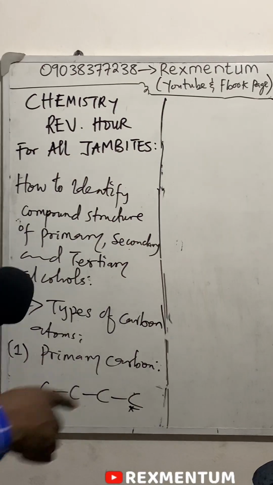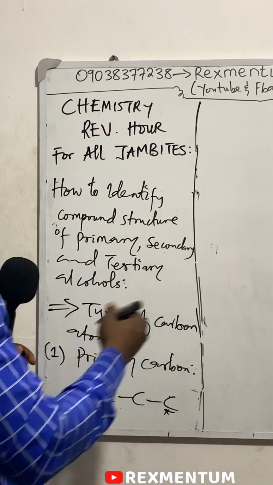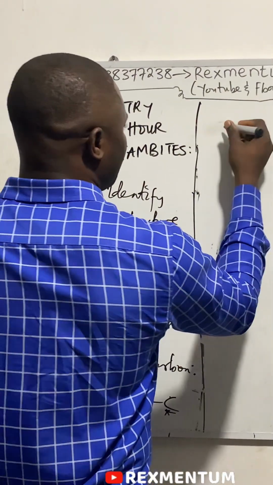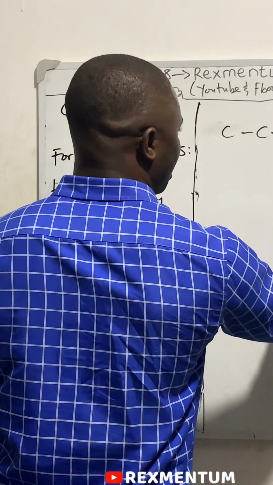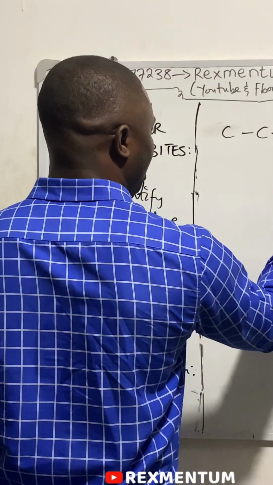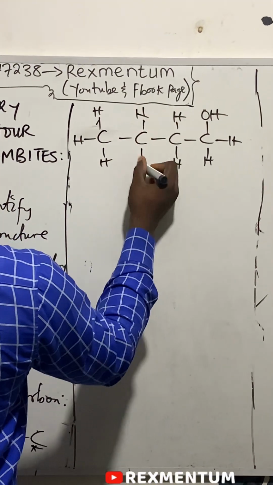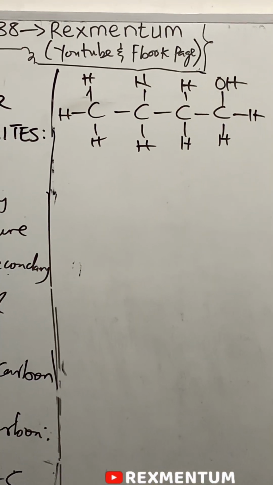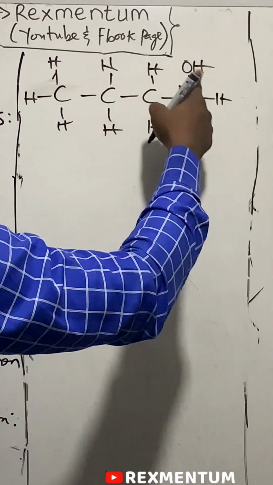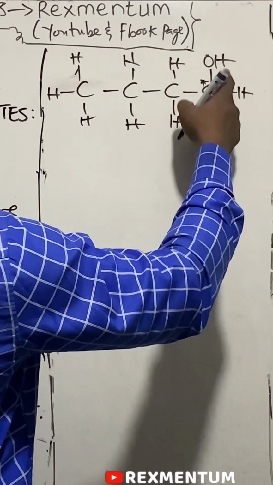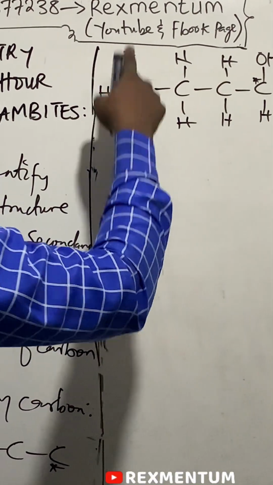And let me remind you, once OH is attached to a primary carbon, it is automatically a primary alcohol. As you can see here, OH, now hydrogen, hydrogen, hydrogen, hydrogen, hydrogen, hydrogen, hydrogen. This is what we call butan-1-ol. So it's a primary alcohol because this carbon that OH is on is a primary carbon. Automatically, once you attach OH to a primary carbon, you have a primary alcohol. If you remove OH and attach it here, it's still a primary alcohol.